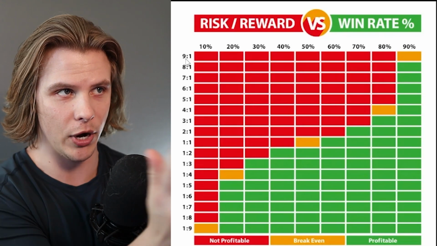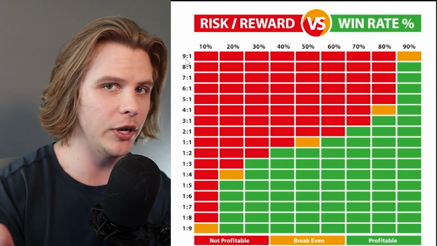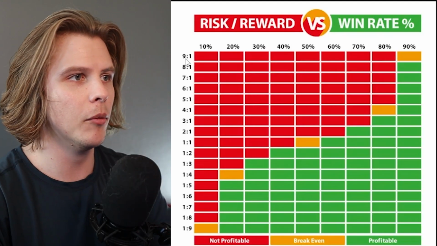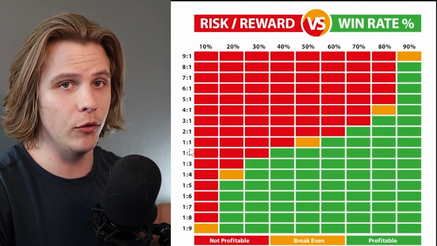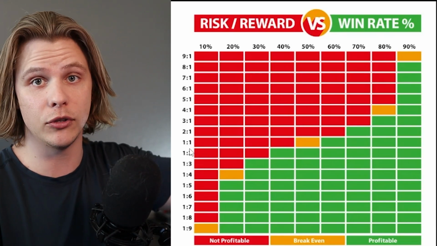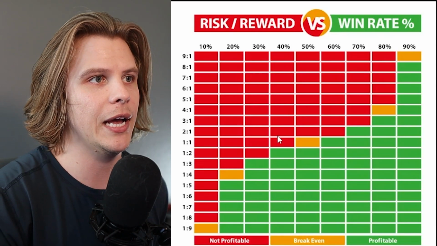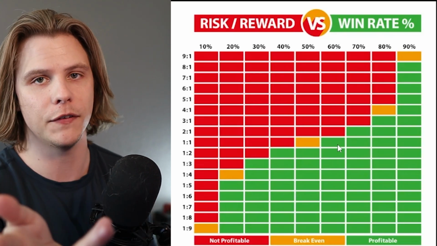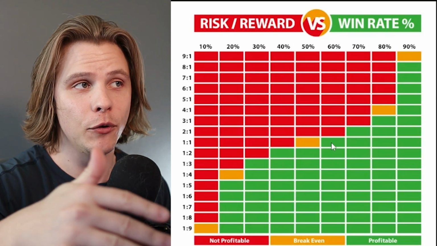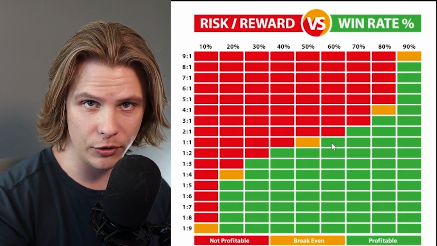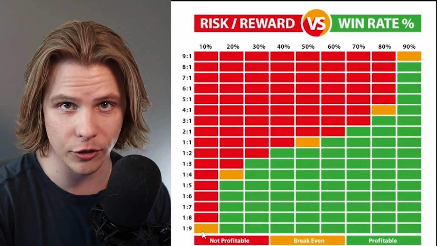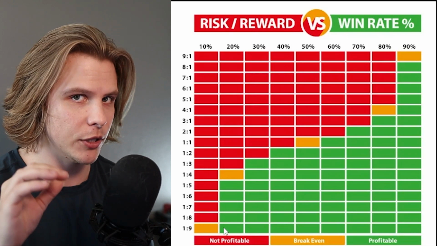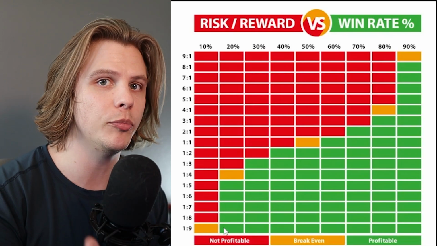You can see that red means that you're not profitable, green means that you are profitable, and yellow means you're break even. We're not going to talk about break even. But you can see, for example, if you have a 1-to-1 risk reward, so you're risking, say, $1 to make $1, you need to have at least a 60% win rate to be profitable, technically 51, but they round up. If you have a very high risk reward ratio of say 1-to-9, so you're risking $1 to make $9, you could have as low as a 20% win rate and still be profitable.